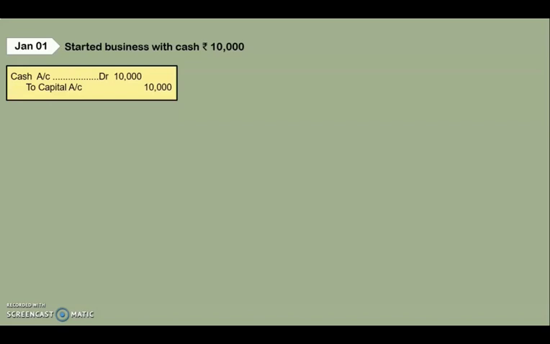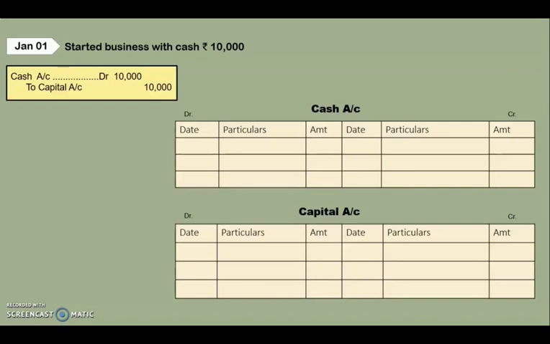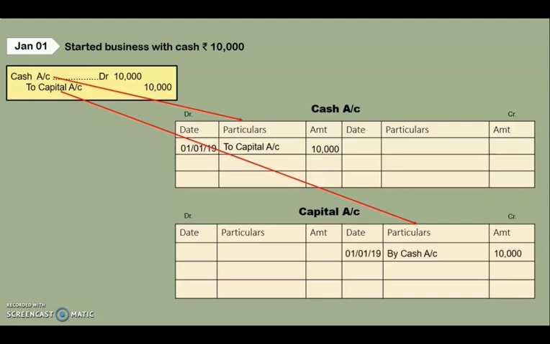Now we have to prepare two ledger accounts, that is cash account and capital account. Now here cash account is debited by rupees 10,000. So we write on the debit side of cash account to capital 10,000. The date will be written in the date column and capital account is credited by 10,000. So on the credit side of capital account, we'll write the date and by cash account 10,000. So this is the first transaction.